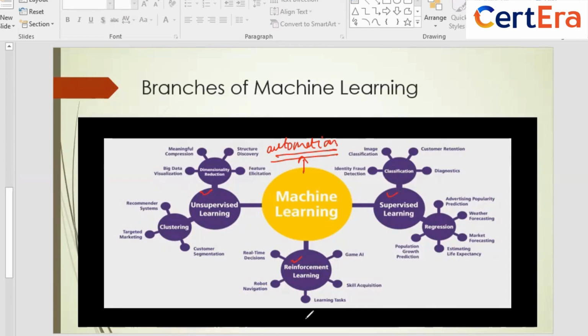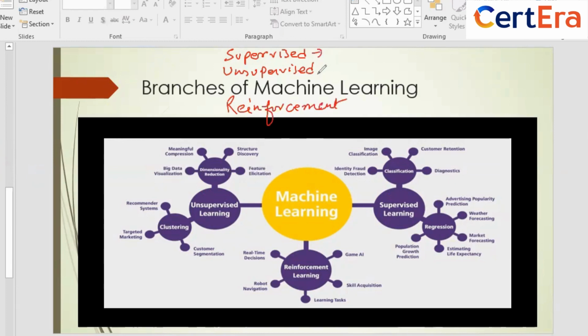A quick understanding of all these three: supervised, unsupervised, and reinforcement. Now, what is supervised? Simple. When data is labeled, it means you already know what type of data it is. Unsupervised is when data is not labeled. And reinforcement is learning from the error.